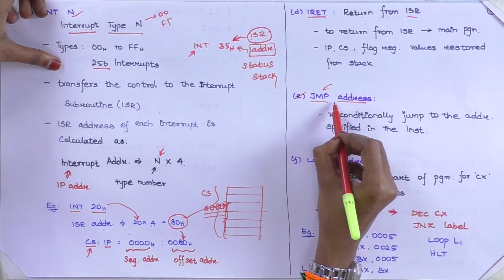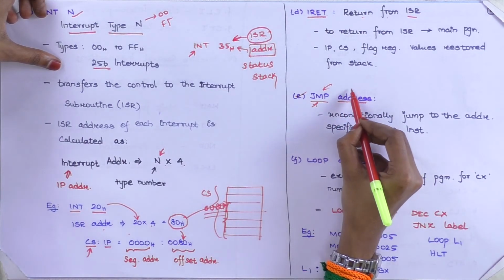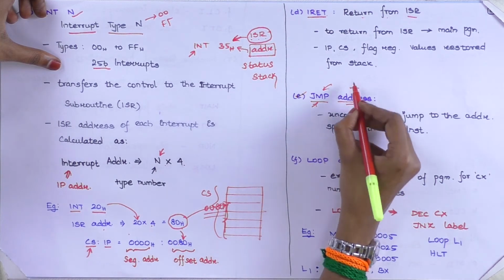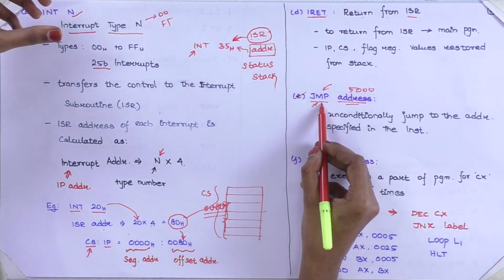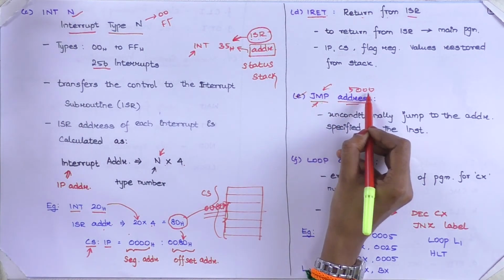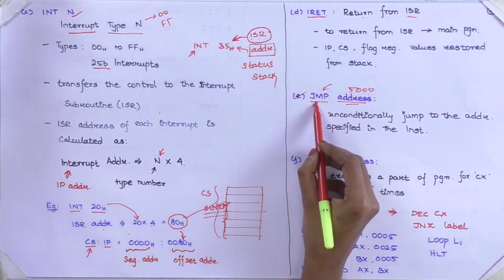So the next instruction is unconditional jump, JMP, then the address, okay. Here no conditions have been mentioned. So once the processor sees this jump instruction, it will jump to the address that we have mentioned here. For example, if I have mentioned 5000, then without checking any condition, it will jump to the address 5000. So this is for the jump instruction.